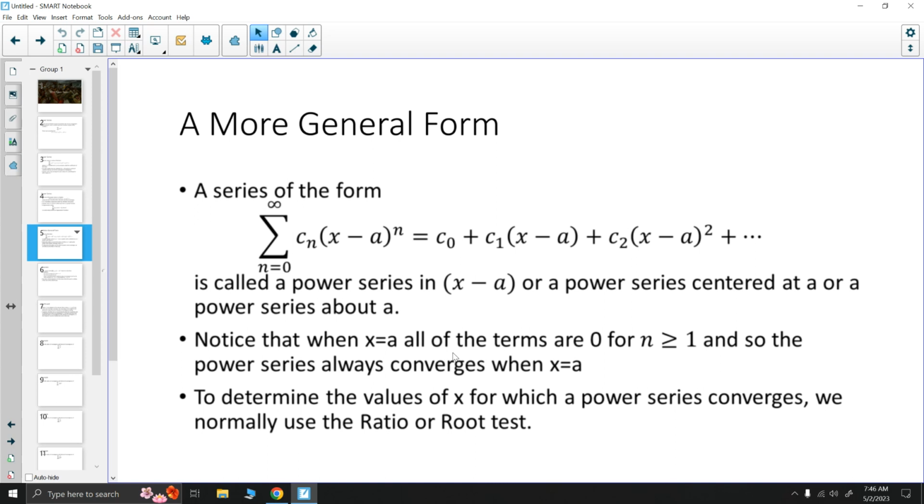But basically, to determine the values of x for which a power series converges, we're going to talk about the ratio or root test. Generally speaking, it's the ratio test. It's pretty uncommon to use the root test, but we can also use the root test to do that. It's just you see the ratio test so much more commonly.